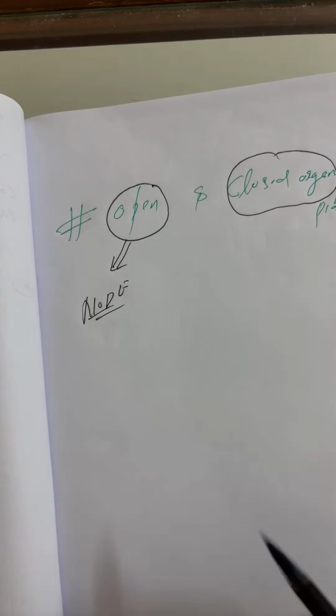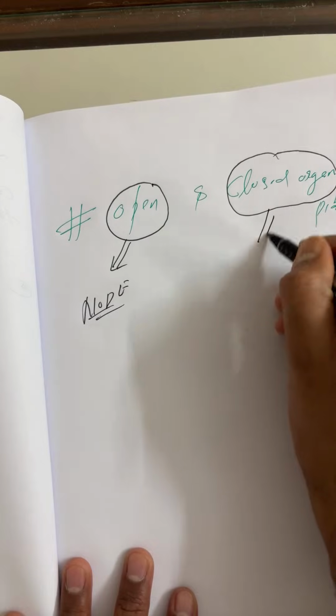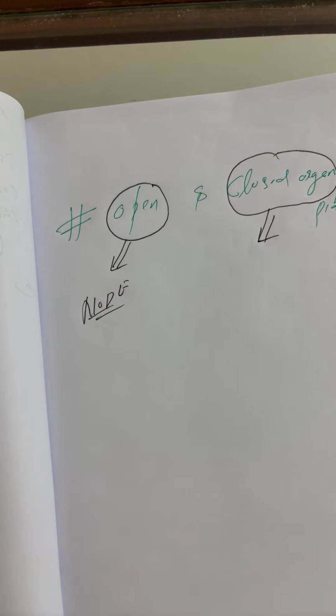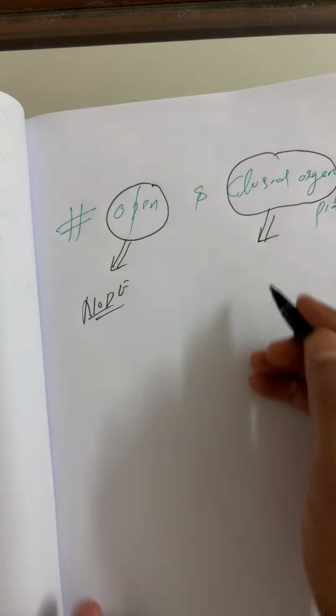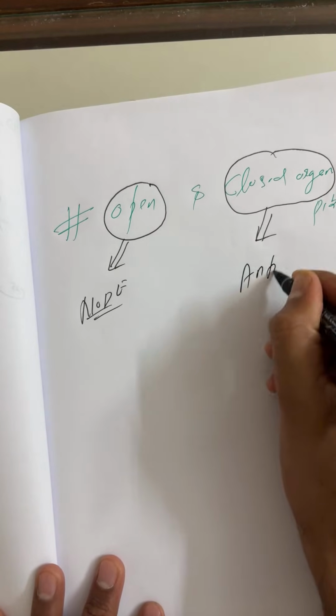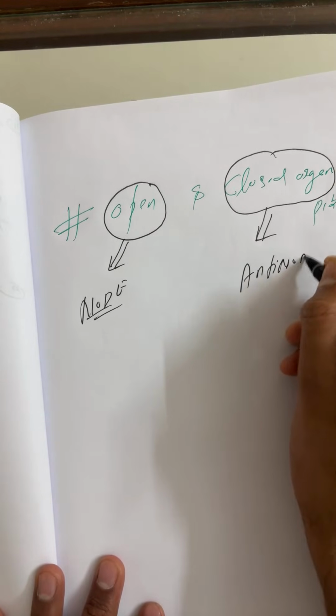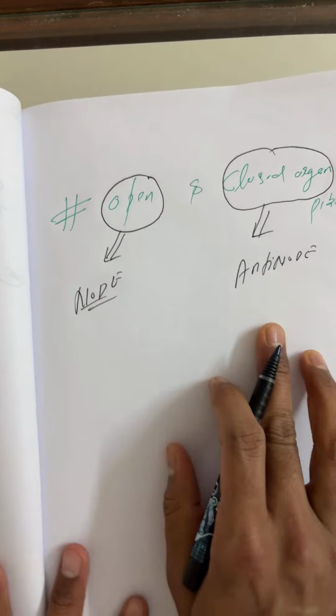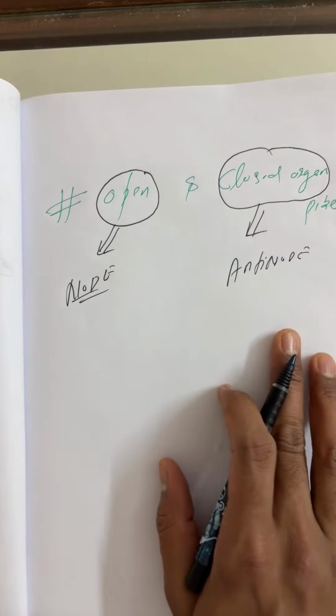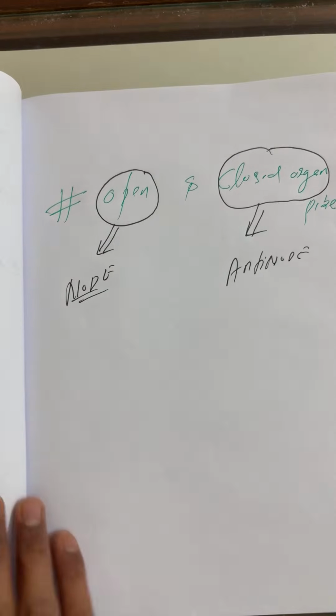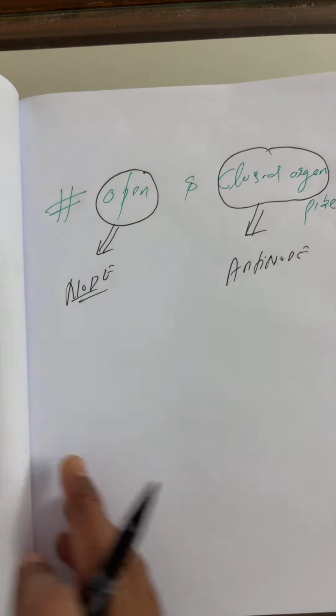Now students, for a closed organ pipe, the closed end you can say is an antinode. Just remember this for tomorrow's exam, right? It will help you a lot. Now, just note.